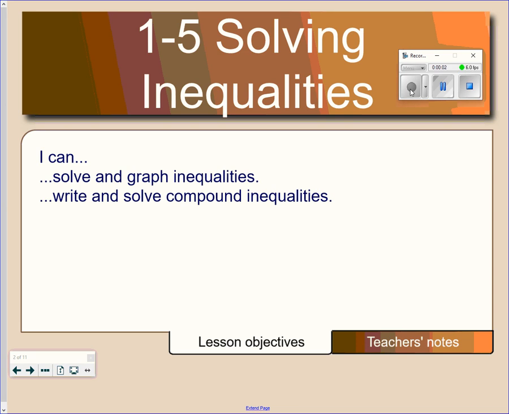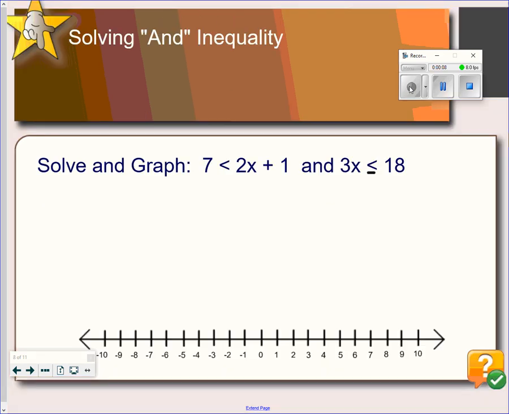This is lesson 1-5, part 2. In this lesson, we'll learn how to solve and write compound inequalities.